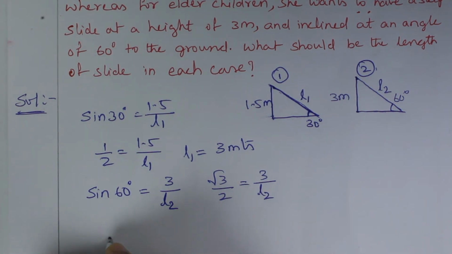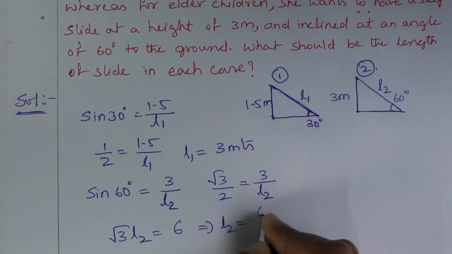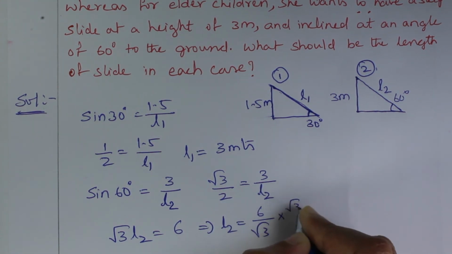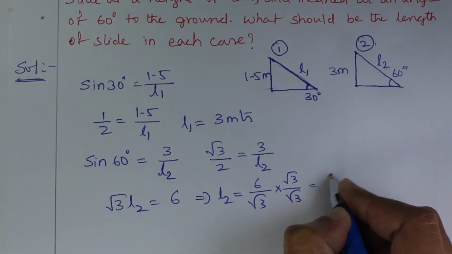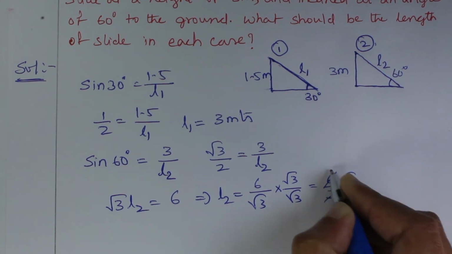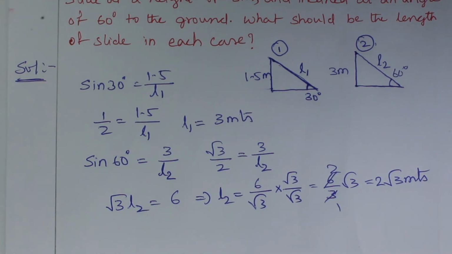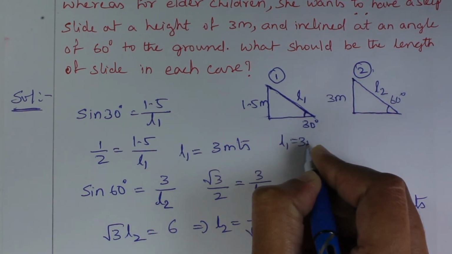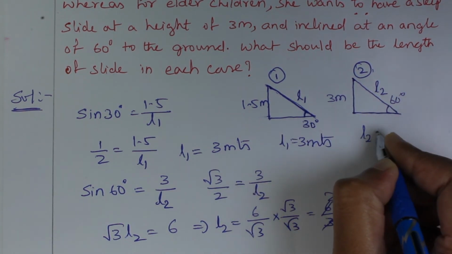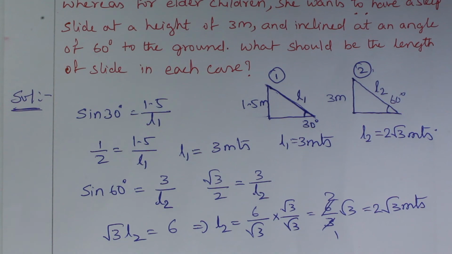That implies root 3 L2 is equal to 6. That implies L2 is equal to 6 by root 3. I'll multiply denominator and numerator with root 3. That is equal to 6 root 3 by 3. 3 twos are 6. That is equal to 2 root 3 meters. So what is the length of the first slide? L1 is equal to 3 meters. And the length of the second slide L2 is equal to 2 root 3 meters. Hope this is clear for you.